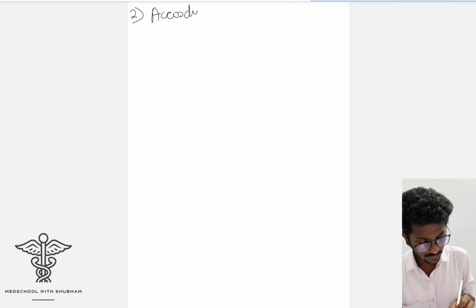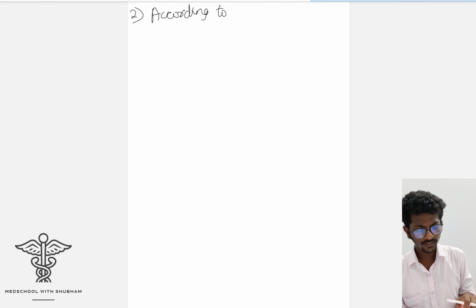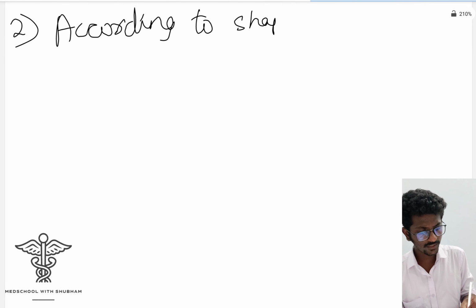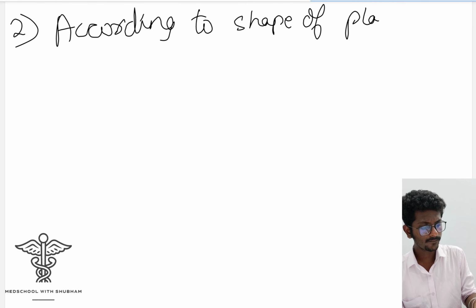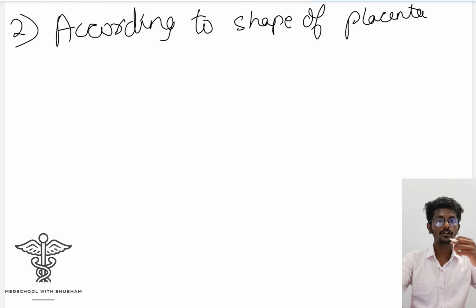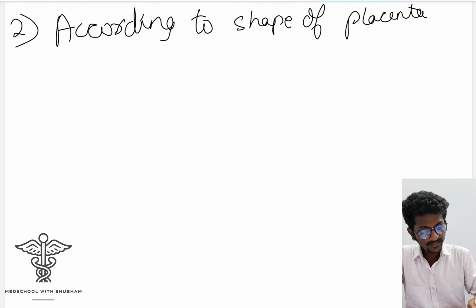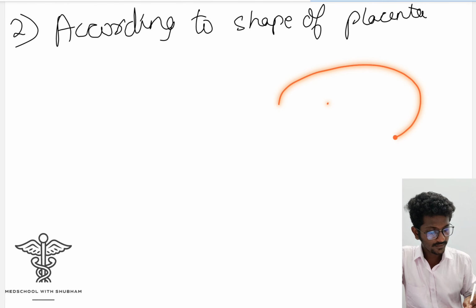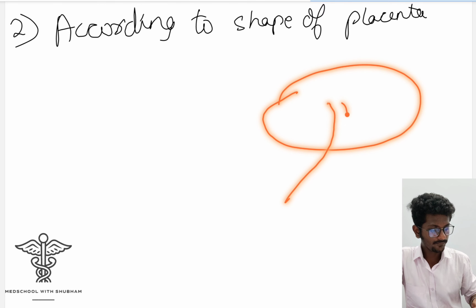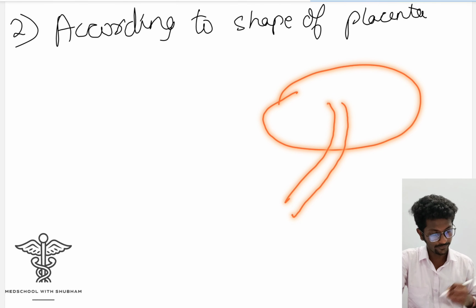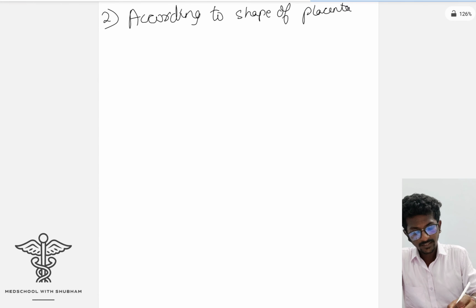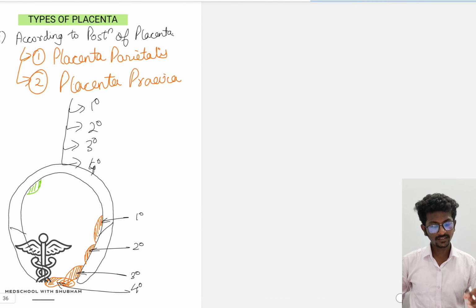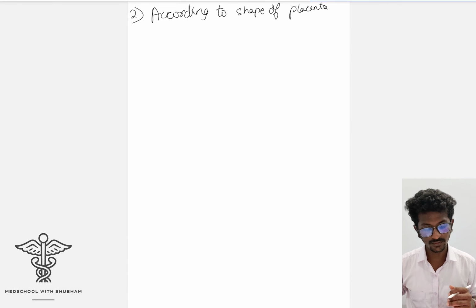The next is according to the shape of the placenta. So what should be the normal shape of the placenta? The normal shape of placenta is discoidal, means disc shape, okay, and from the middle we should get the umbilical cord. But there are different types of placenta based on the shapes of the placenta.